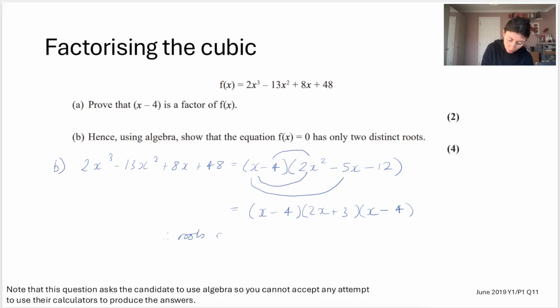Therefore, the roots are... 2 are distinct because we've got the 4 appearing twice, so we've got a double root, which again would help inform our sketch. Nice.